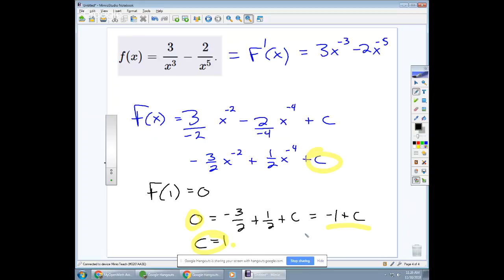So now I know that 0 is equal to -1 plus c. So to solve for c, we add the 1 to the other side. That tells me c equals 1. So then I would enter into the system this stuff plus a 1 here.